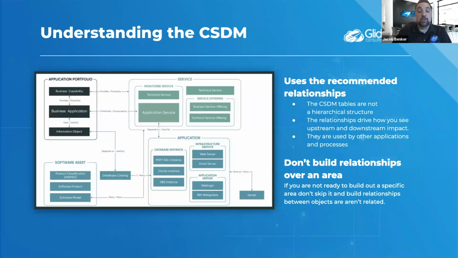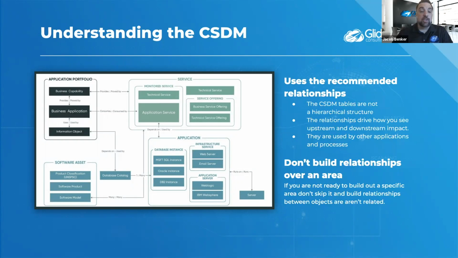So you really do want to make sure you understand this structure. Use the out-of-the-box recommended relationships to the out-of-the-box recommended locations or other places within the CMDB. Don't skip over an area. If you're not ready to work on a particular area of the common service data model, don't build relationships across that to some other area. It's going to end up leaving you with relationships that are not out of the box. It's more time that you're going to have to spend undoing those when you're ready to go back to doing those. And it's not really going to help you realize the benefits of building those relationships. You want to build the right relationships to the right places.